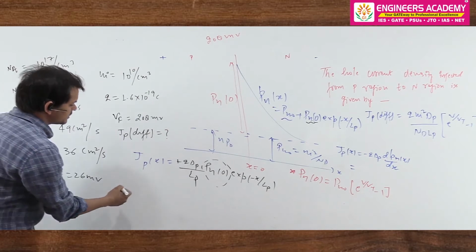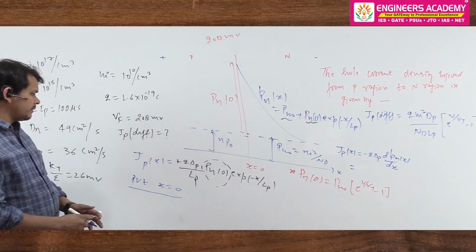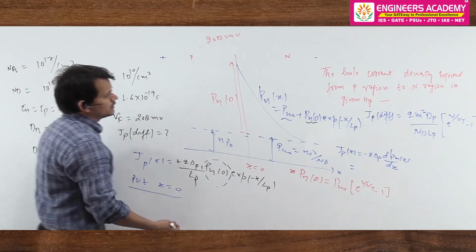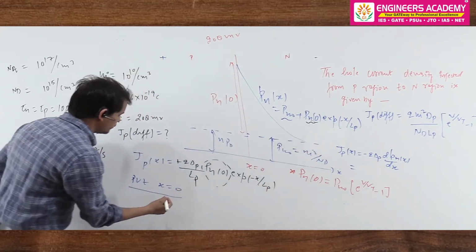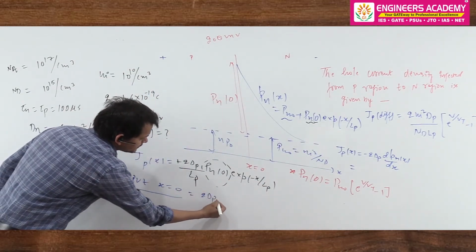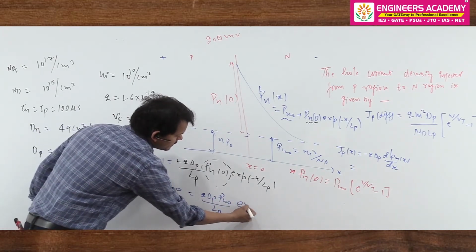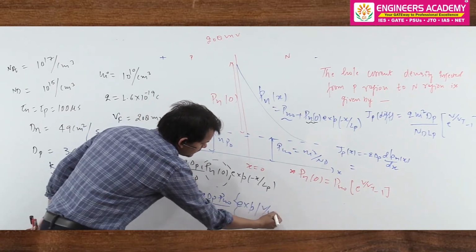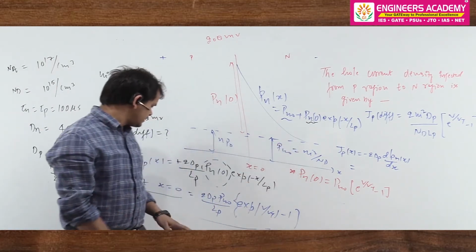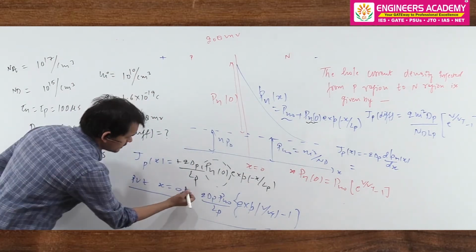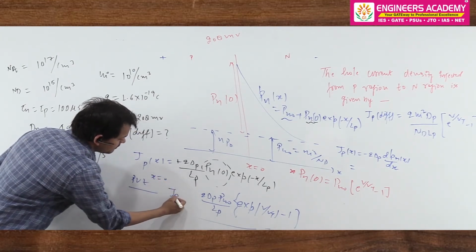And as soon as we put x equal to 0, what we observe is that jp of 0 is equal to q, if I just write for a moment, q dp, and pn naught upon Lp, and exponential v by vt minus 1. Somehow Pn naught is Ni square upon Nd. So I just replace Ni square upon Nd. So when we put x equal to 0, we write here Jp of 0 is equal to.